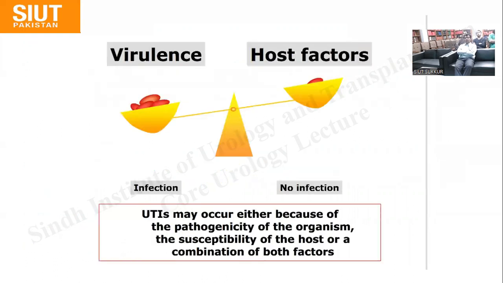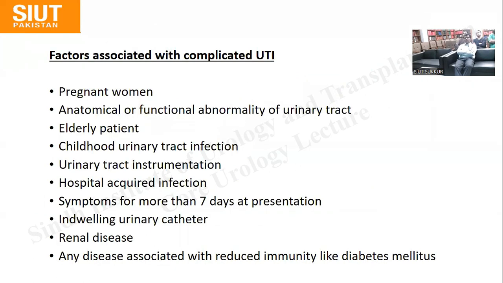Now, UTI may either occur because of the pathogenicity of the organism, the susceptibility of the host, or the combination of both the factors. Now, factors associated with complicated UTIs are pregnant women, anatomical or functional abnormality of the urinary tract. In elderly patient, childhood urinary tract infection also falls under complicated UTI. Urinary tract instrumentation, hospital-acquired infection, symptoms for more than 7 days at presentation, indwelling urinary catheter, renal disease, and any disease associated with reduced immunity such as diabetes mellitus, which is uncontrolled.